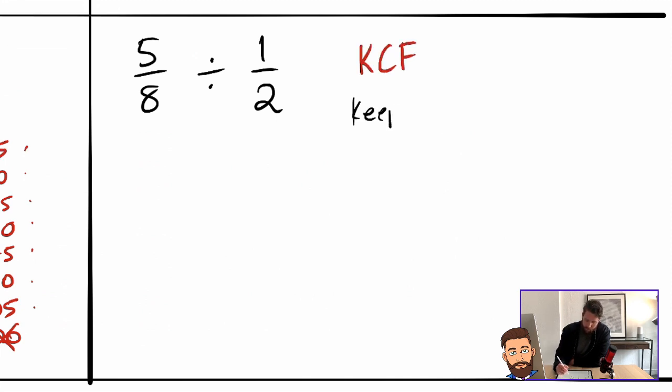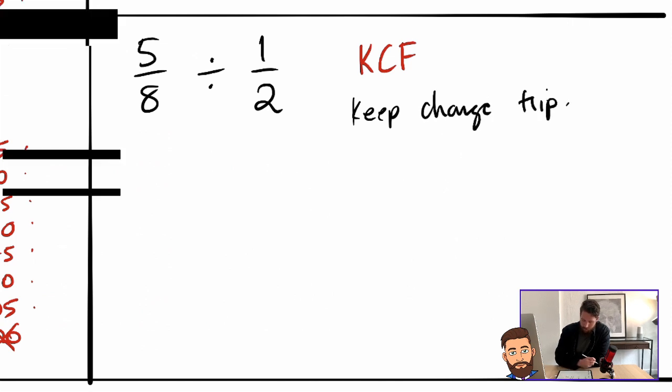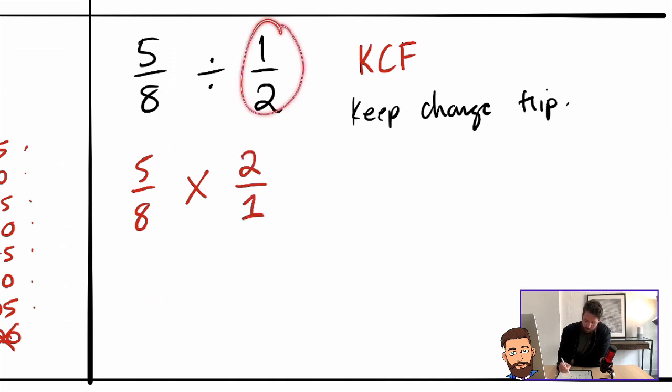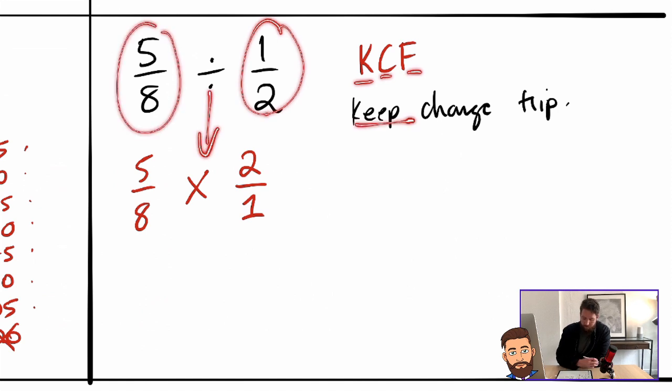KCF. Keep, change, flip. Okay, we're going to keep the first fraction, so we're going to leave it as 5/8. We're going to change the divide to a times, and we're going to do the reciprocal, flip the last fraction. So KCF is in that order: keep, change, flip.